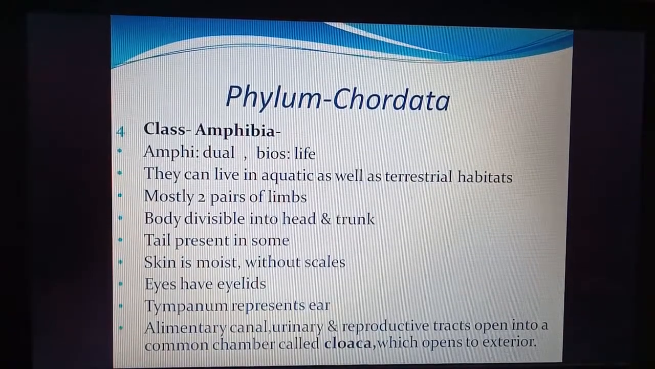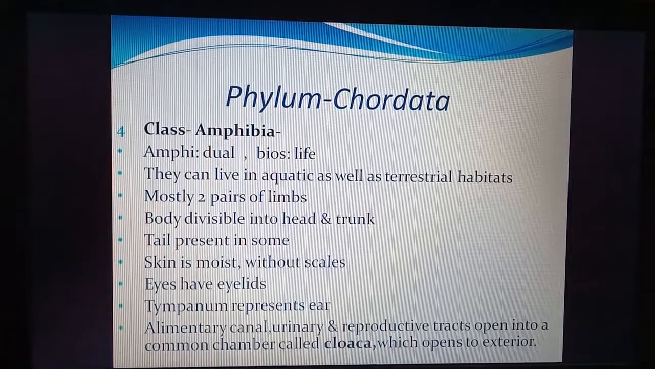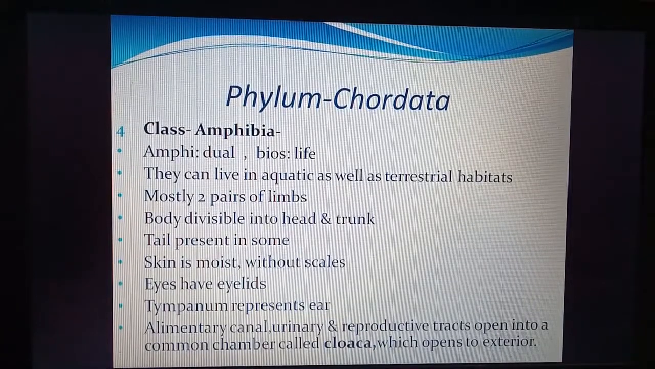So they need both because they live on land but they lay their eggs in water to complete the life, and the young one also develops in water. So they need both habitats. Mostly two pair of limbs. So they have two pair of limbs or legs.